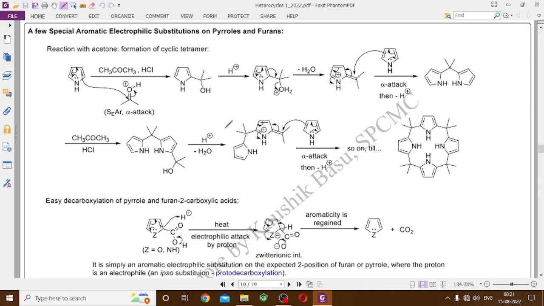Last time we were talking about the chemistry of five-membered rings, and continuing with that, this time we are seeing a reaction where a pyrrole ring is reacting with acetone under acidic condition. This reaction is a curious one because it leads to a formation of a cyclic tetramer where 4 pyrrole rings and 4 acetone molecules are assembled to form a macrocycle.